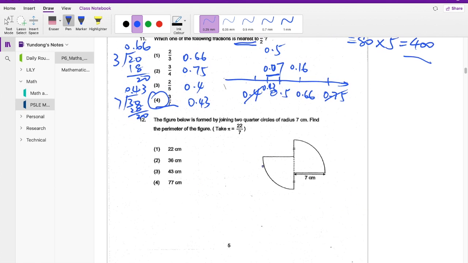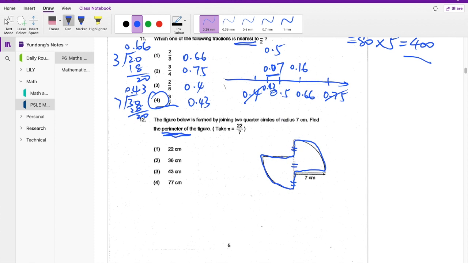Okay, for question 12, it says the figure below is formed by drawing two quarter circles of radius 7 cm. Find the perimeter. The concept here is perimeter, which is the outline of the whole shape. So how do we calculate? You know that these three are equal. I think the graphics have some problem here, but consider these three are equal.